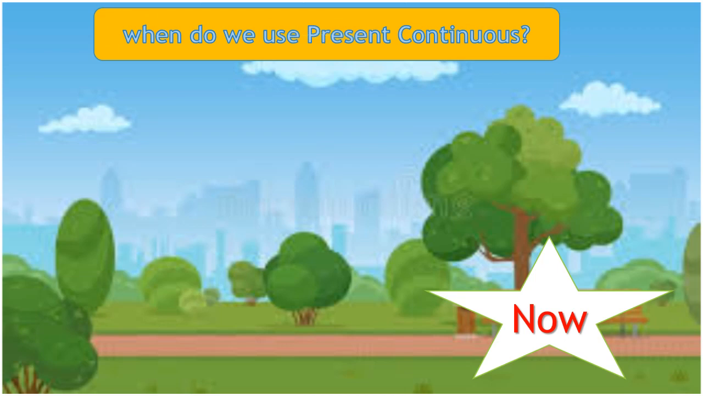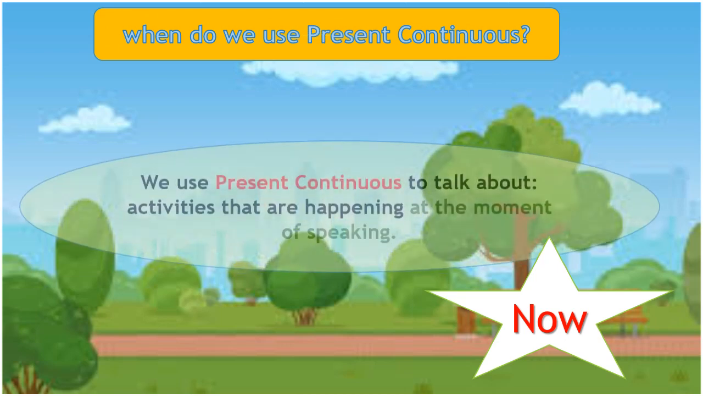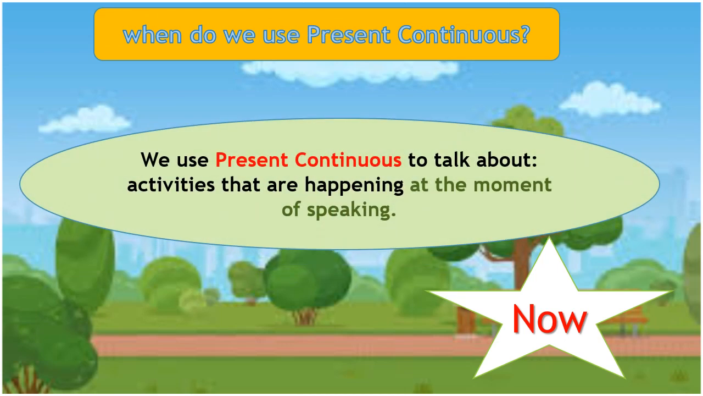When do we use present continuous? We use present continuous to talk about activities or actions that are happening at the moment of speaking. That's it for today's lesson. Please take your lesson copybook and write examples, which is the text and the table of the form, and use.